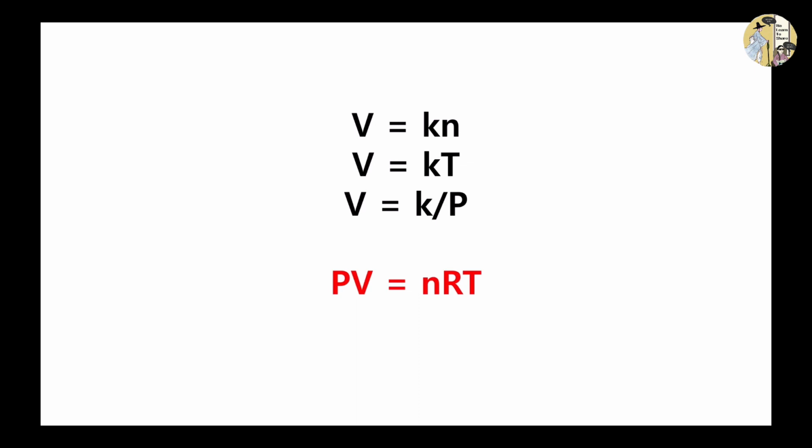These three characteristics form the ideal gas law, which can be expressed as this equation. Here, the capital R is the gas constant, and it can be calculated by substitution of the experimental values of P, V, and T.